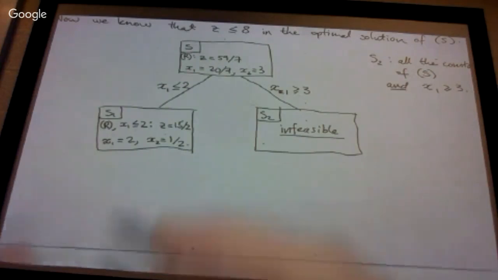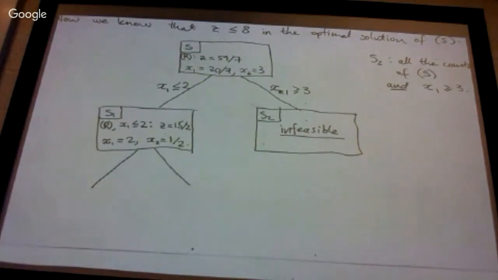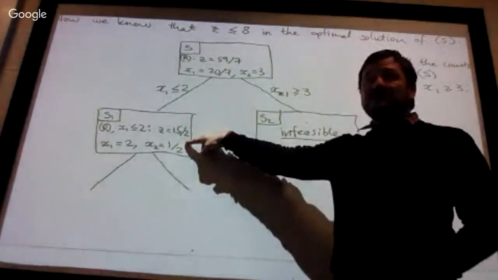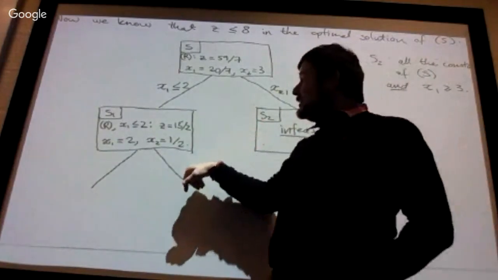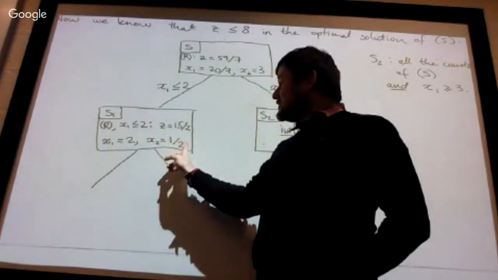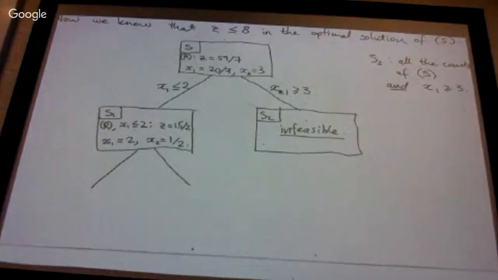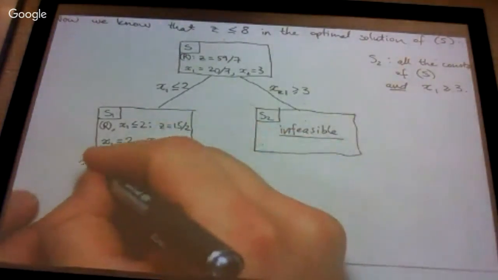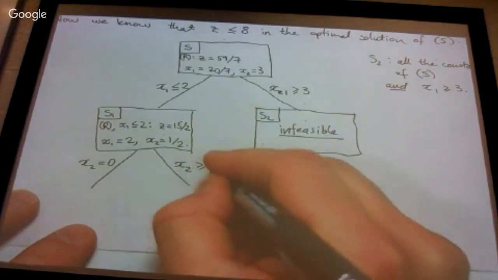And so the way this is branched is just like I said before. A variable with a fractional value, if you have several of them, then you can pick any of them, somewhere between 0 and 1. So you can look at one possibility, which is that x2 is going to be 0, and the other one is that x2 is 1 or more.